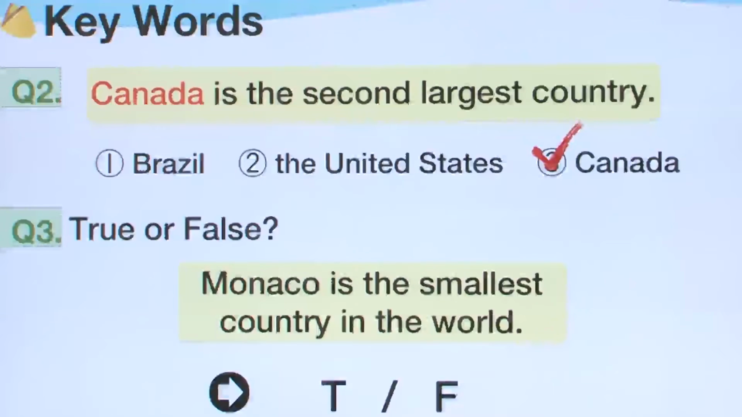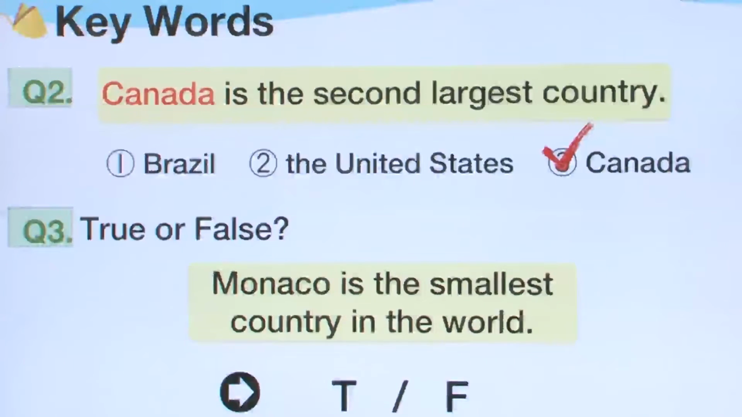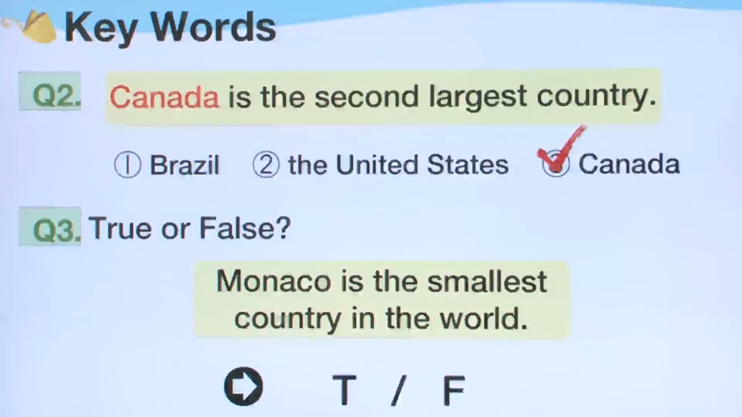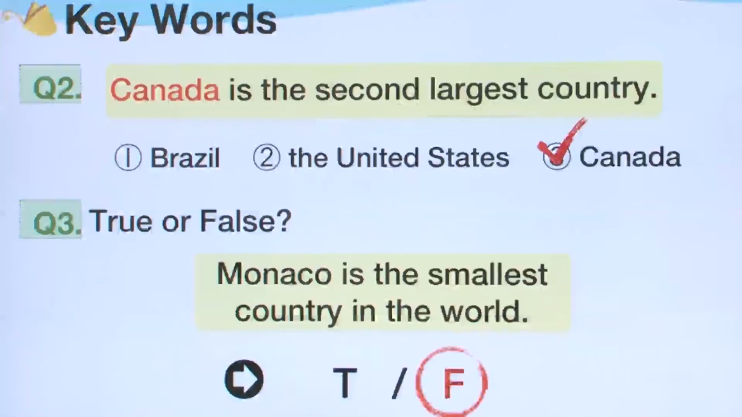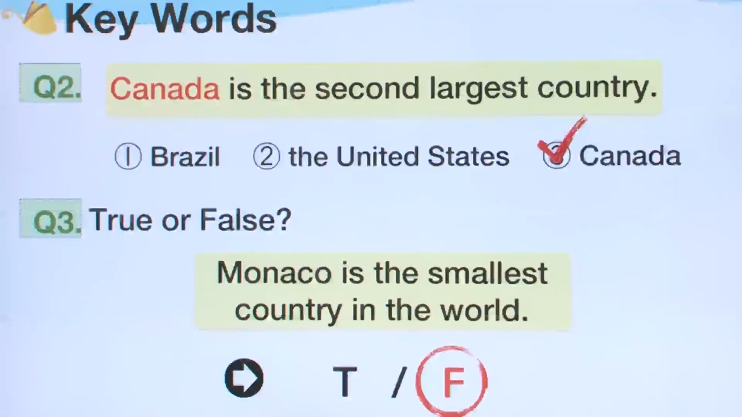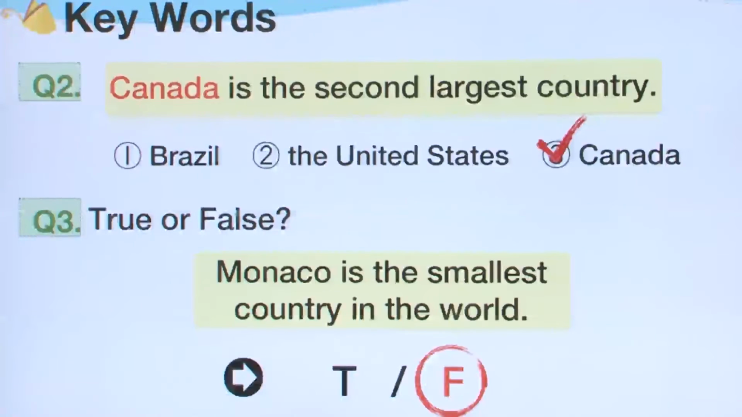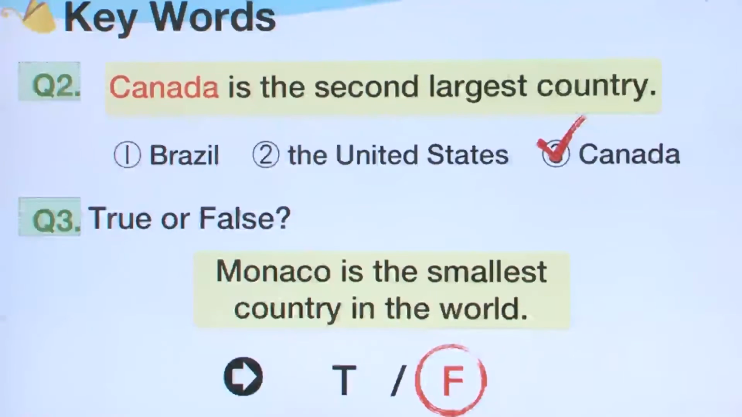Here's another question. True or false? Yes or no? Monaco is the smallest country in the world. Yes or no? True or false? No. Monaco is not the smallest country in the world. So the answer is false. The smallest is Vatican City. And there you go. Those are the keywords. Nice job.